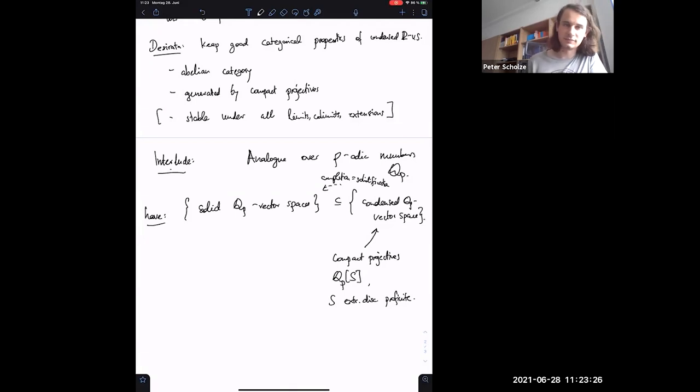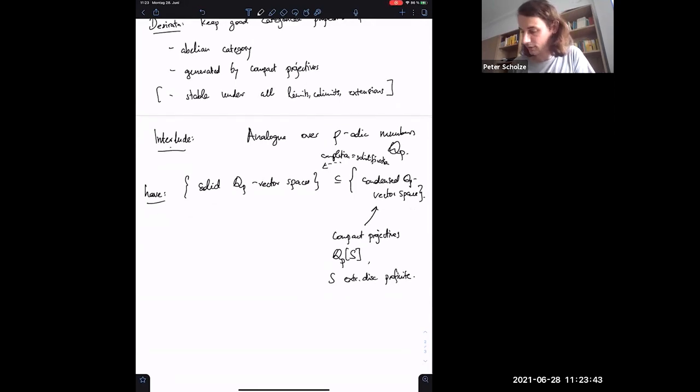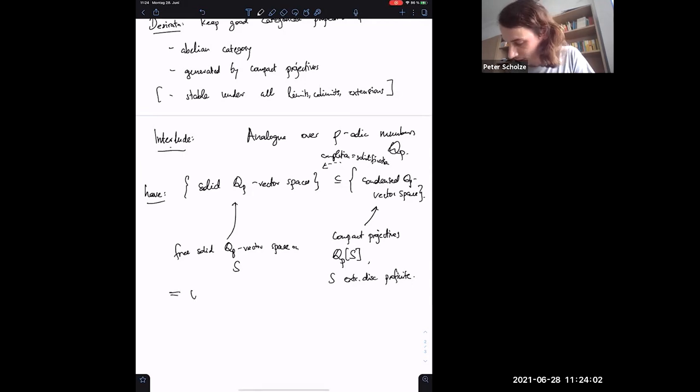The problem is that these things are rather inexplicit. There are some of the elements there are just formal finite sums of points in S with Q_p coefficients, and then you give it some kind of funny condensed structure. What the three guys here, the free solid Q_p vector space on S, let me just say what it is. It's exactly the space of measures on S with Q_p coefficients.